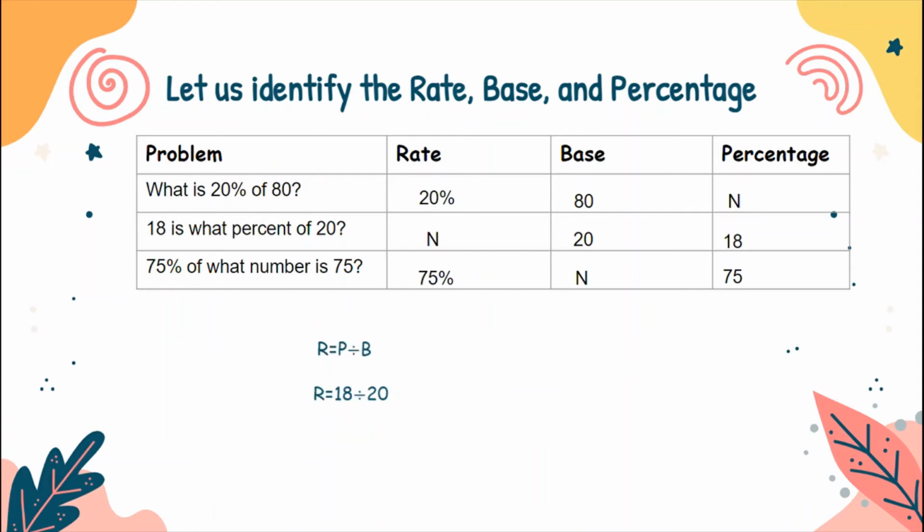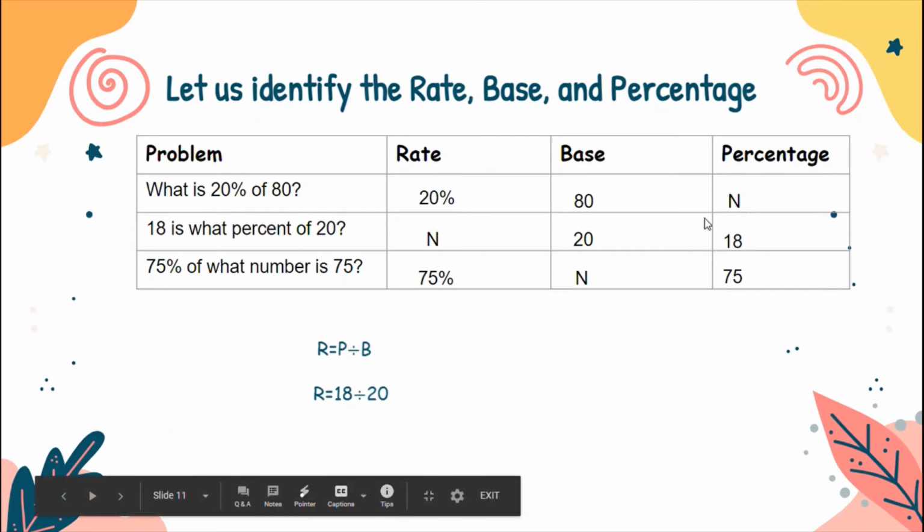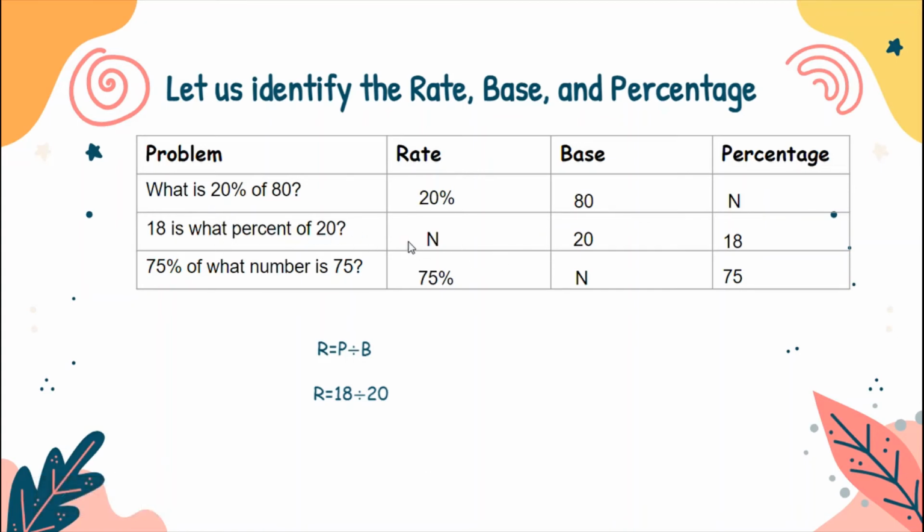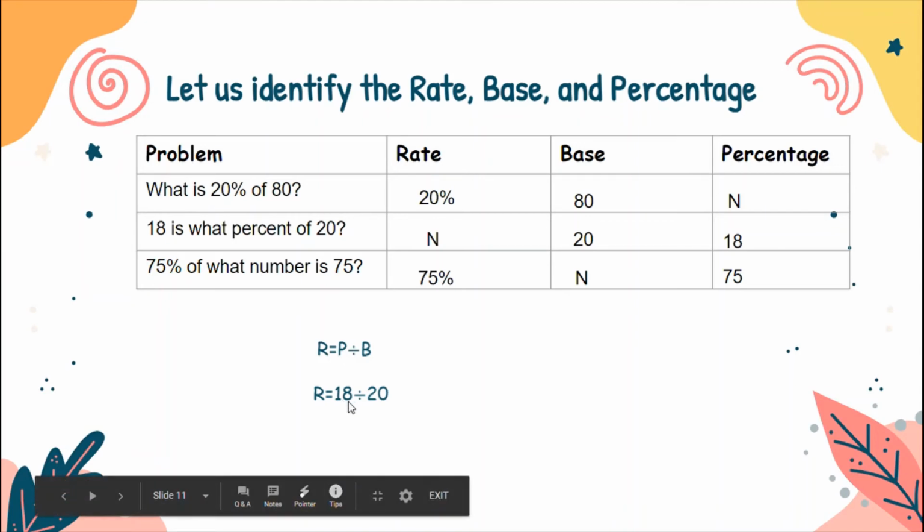Next, let's proceed to question number 2. 18 is what percent of 20? So we have here 18, which is our percentage. 20 here is our base, and we're looking for what percent, so we're looking for our rate. Since we're looking for the rate, the formula used is R is equal to P divided by B, wherein P is our percentage, 18, divided by our base, which is 20.